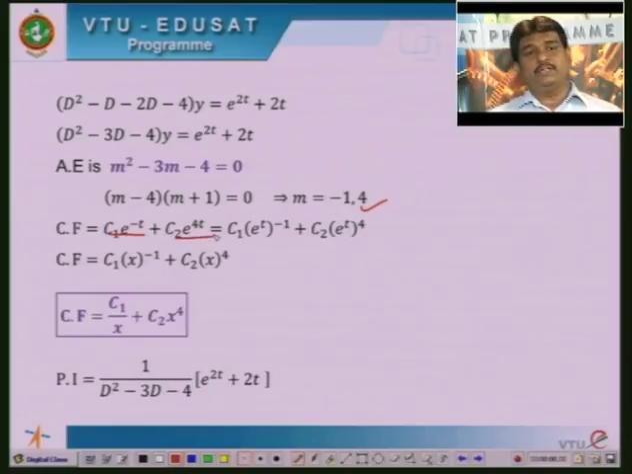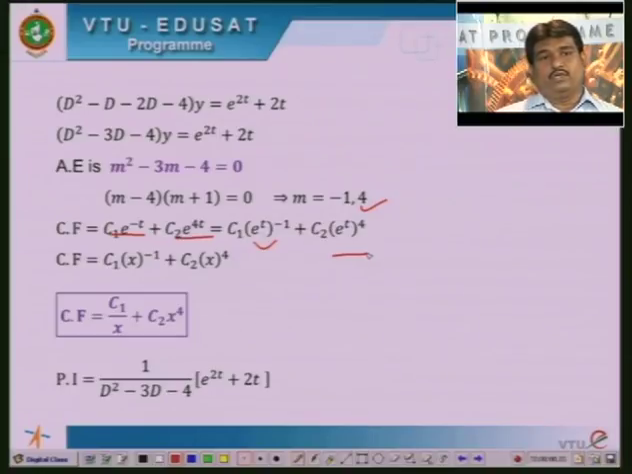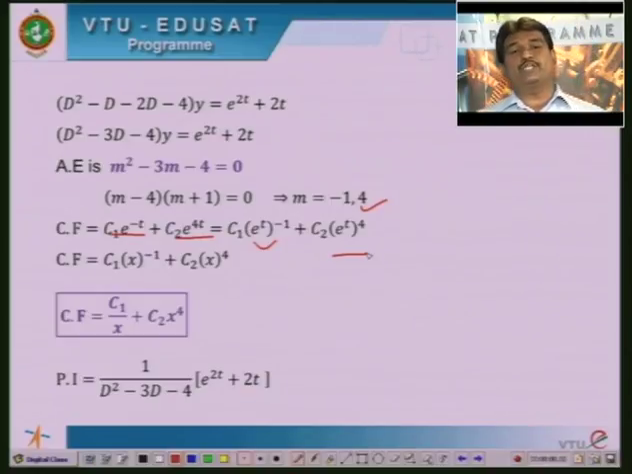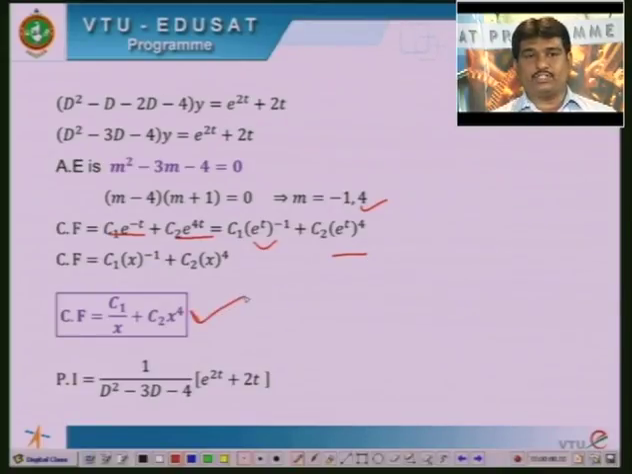Convert this in terms of x. We can write e to the power of minus t as e to the power of t whole to the power of minus 1, and e to the power of 4t as e to the power of t whole to the power of 4. Next, write e to the power of t as x, so it is C1 into x power of minus 1 plus C2 into x to the power of 4. So the complementary function of the given differential equation is C1 by x plus C2 x to the power of 4.